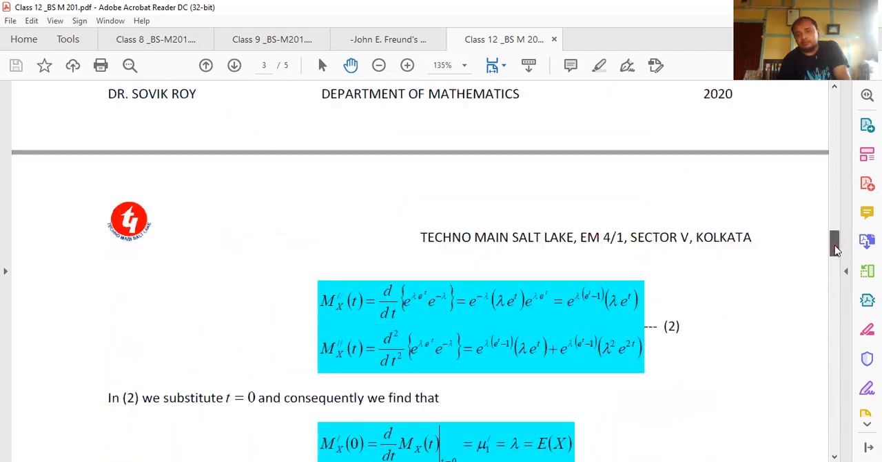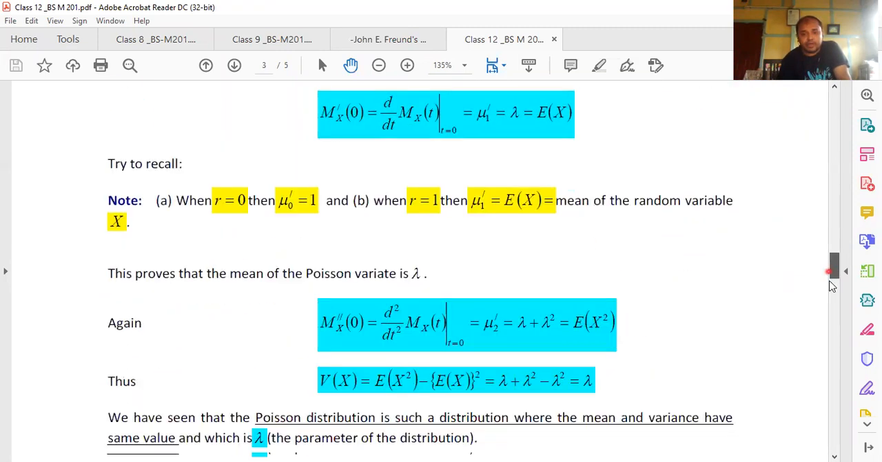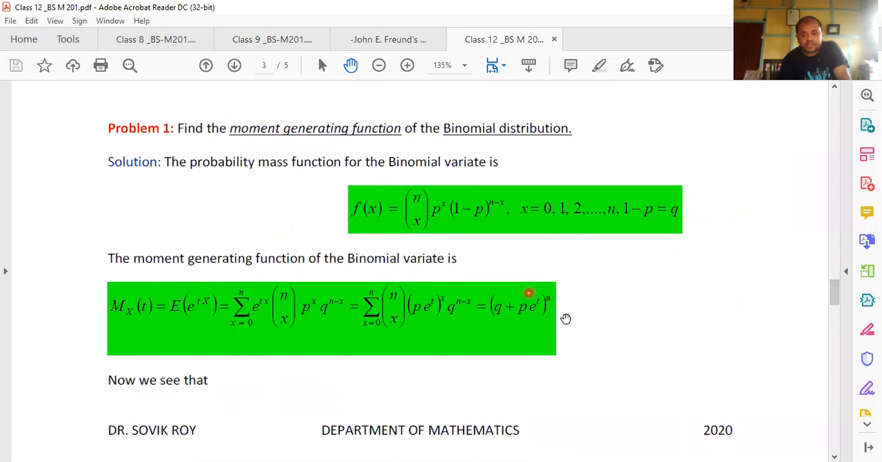I am asking you to note down these expressions somewhere, like the moment generating function of the Poisson variate, which has this expression, and the moment generating function of the binomial variate, which has this expression. These moment generating functions of different probability distributions are often asked in competitive examinations.